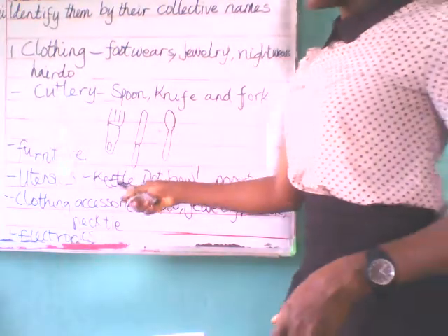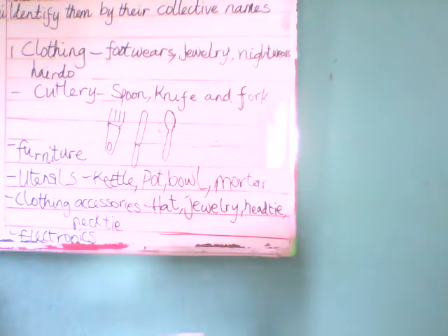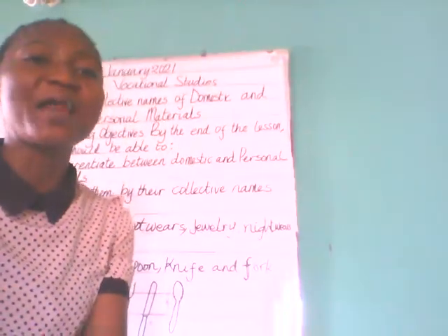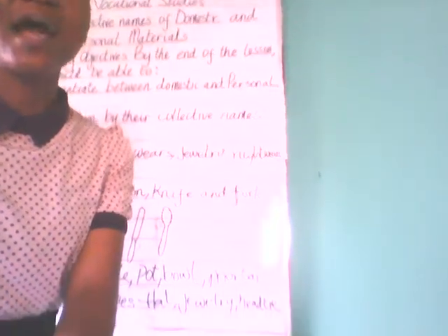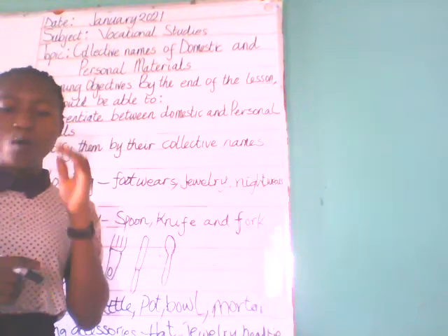Electronics. This is the last one. These electronics, they are appliances that are powered electrically. That is why it is called electronics. When you hear the word electronics, they are these appliances that are powered electrically. They are appliances that are powered what? Electrically.